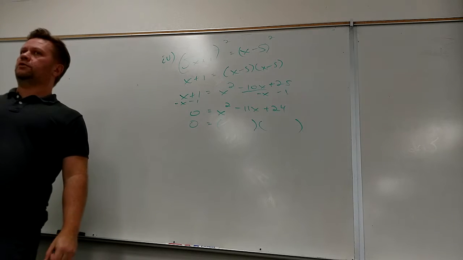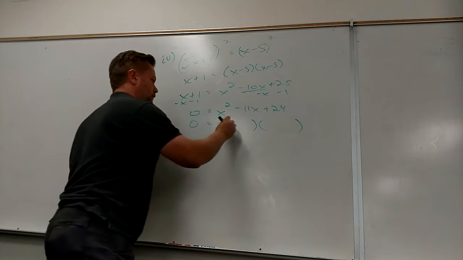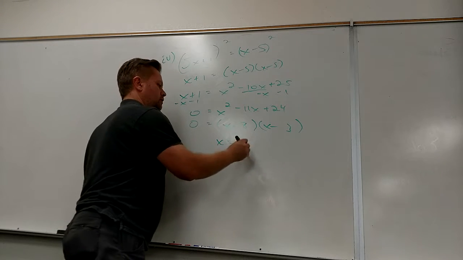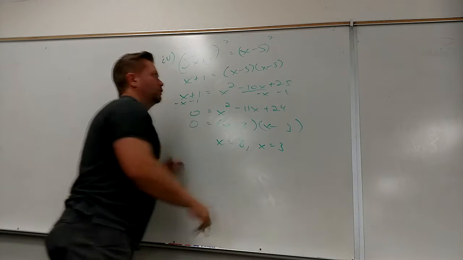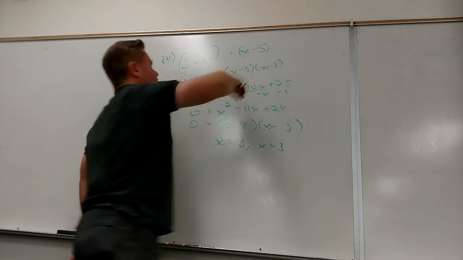Eight and 3. They both have to be negative because you have to multiply to a positive. So we got x equals 8, x equals 3. Now, do they both work? Let me put the original problem back up there.